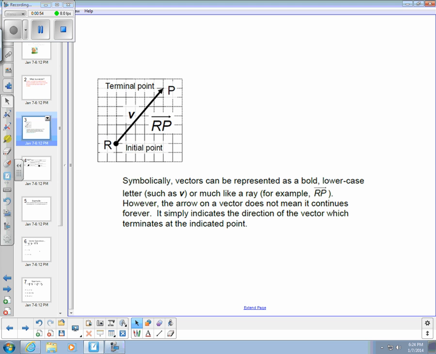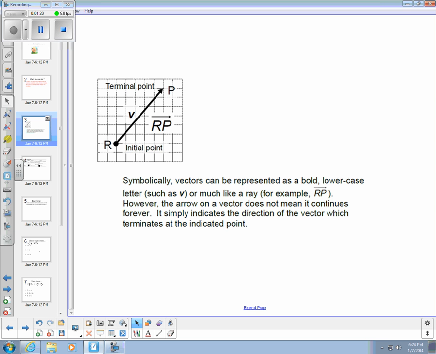So in this picture, notice R is our starting point, that's our initial point, or the tail, and then P is our ending point or our terminal point, which is also called the tip. So this would be called vector RP. The initial point has to go first, the terminal point is second.